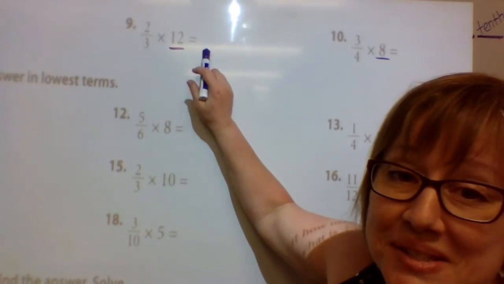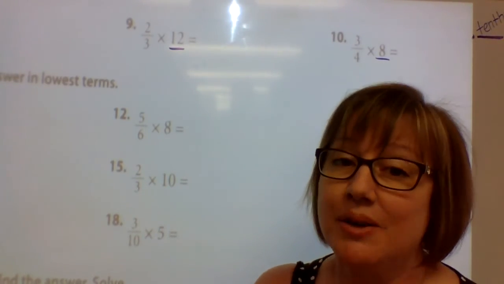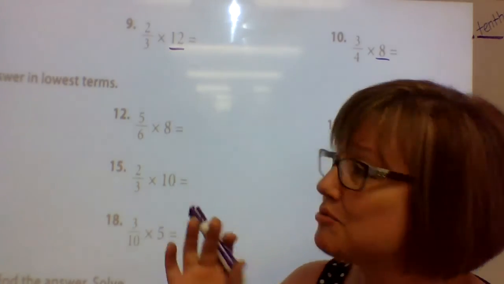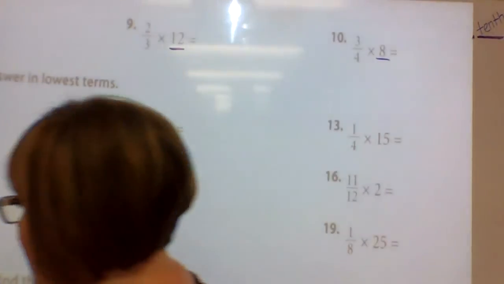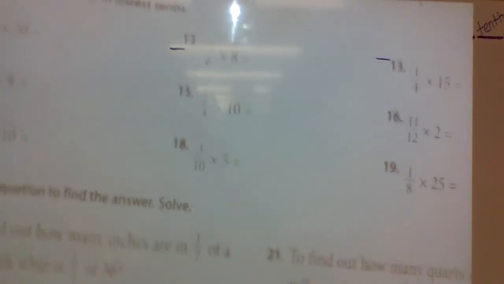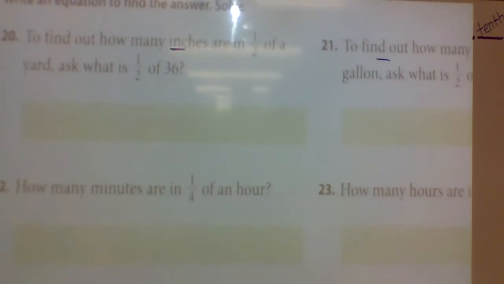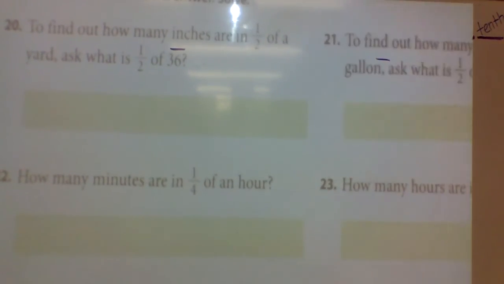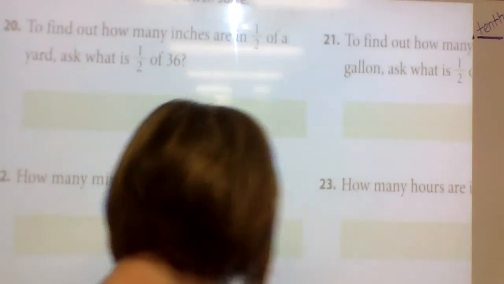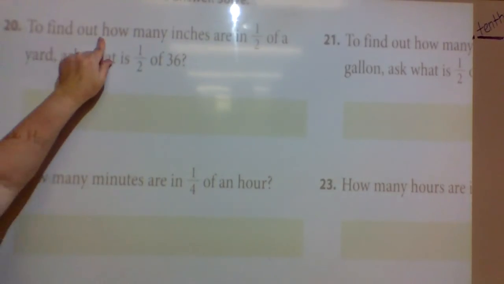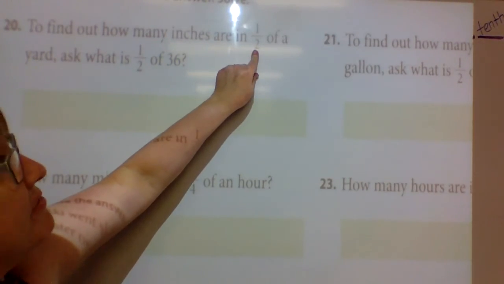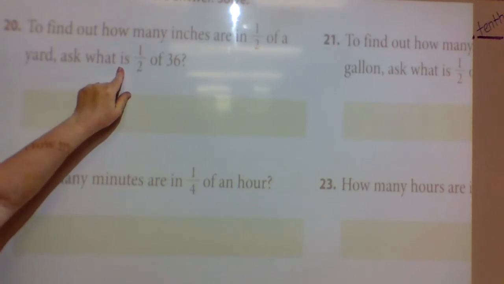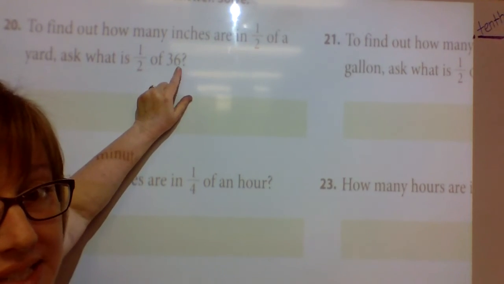But anyway, it says to use counters in this section. That's what it's talking about. So if you don't want to use counters, I give you permission to go ahead and do these, okay? And then the next section is review from the day before. Remember, whenever we write equations, we write the math problem to solve it. To find out how many inches are in half of a yard, ask what is half of 36, because there's 36 inches in a yard.